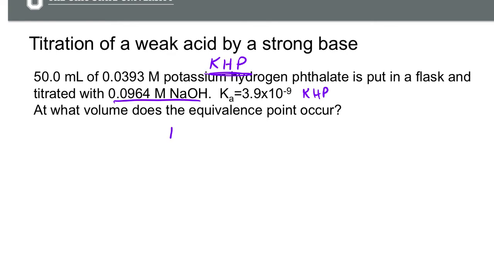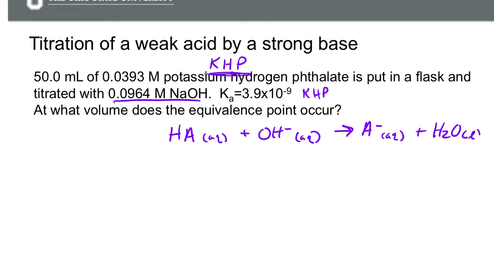And keep in mind that we are doing this reaction. We're going to have HA plus OH minus forming A minus plus H2O. This reaction is going to occur to completion. Once we mix any amount of hydroxide with the weak acid, it reacts completely, right? The other thing to point out here is that these react stoichiometrically 1 to 1.